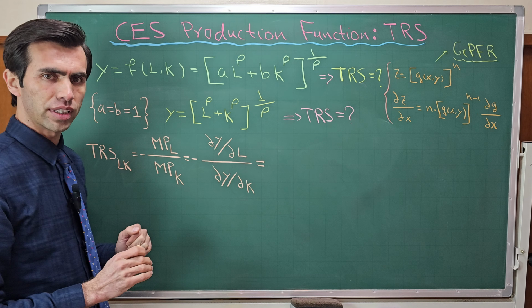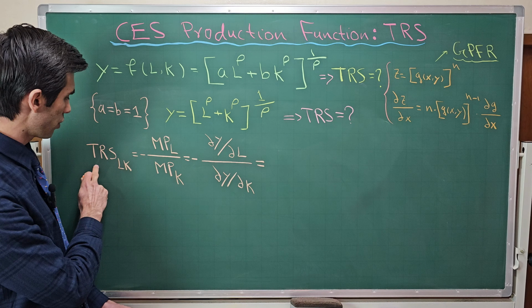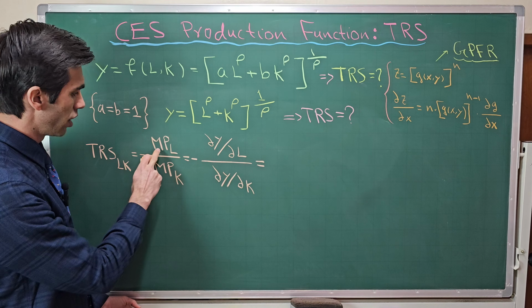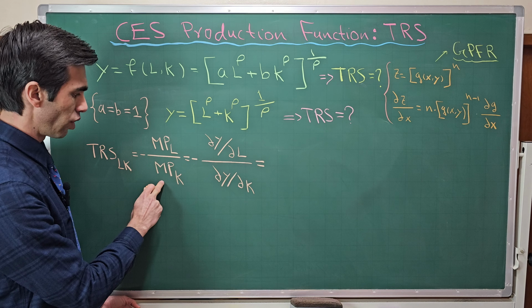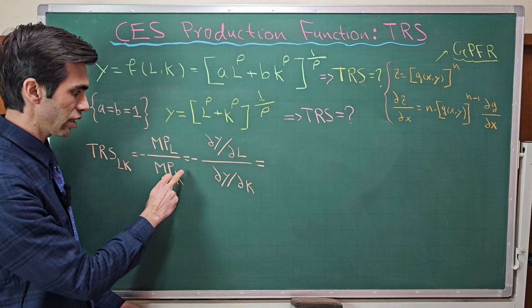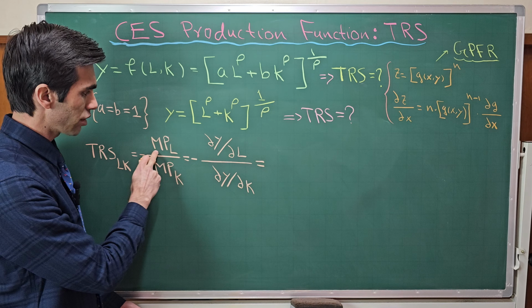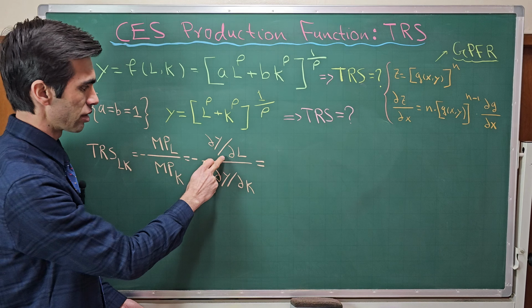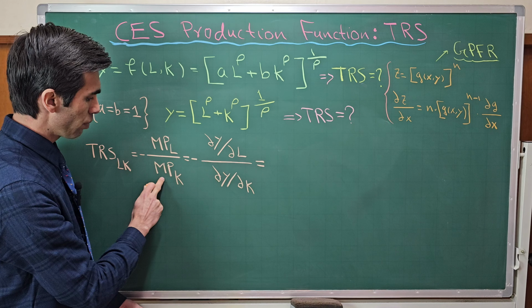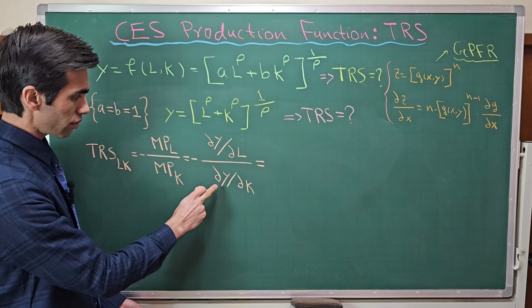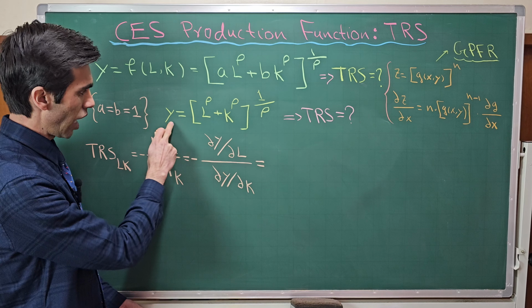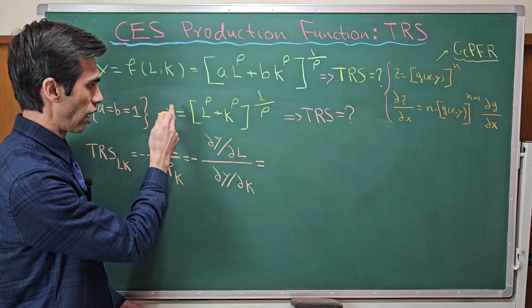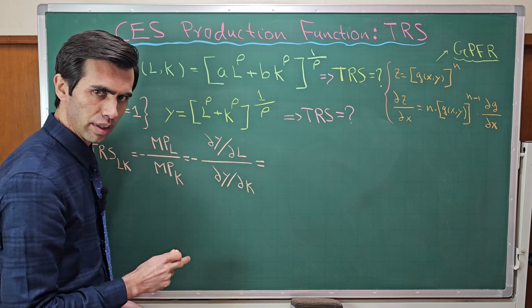We have the formula for the technical rate of substitution, which is the technical rate of substitution of labor for capital, equal to negative marginal product of labor divided by marginal product of capital. We know that the marginal product of labor is equal to the partial derivative of this production function with respect to L, and the marginal product of capital is equal to the partial derivative of output, y, with respect to capital.